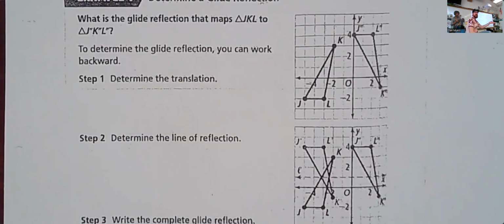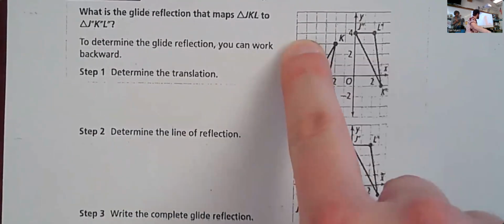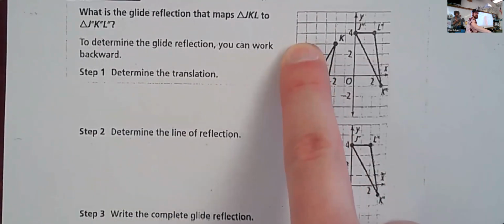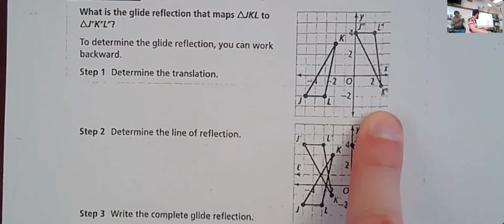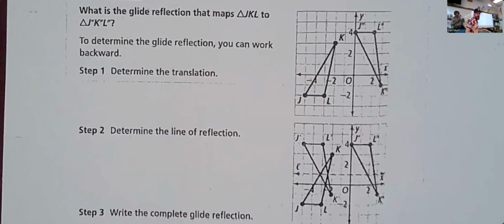It says you can work backward, but I prefer not to work backward, because then you have to do the opposite of the translation you did. If you were to move this one left 5, that would be a translation of -5 of the new one, but the original one has to go to the right 5. So I'd rather just start with the original.